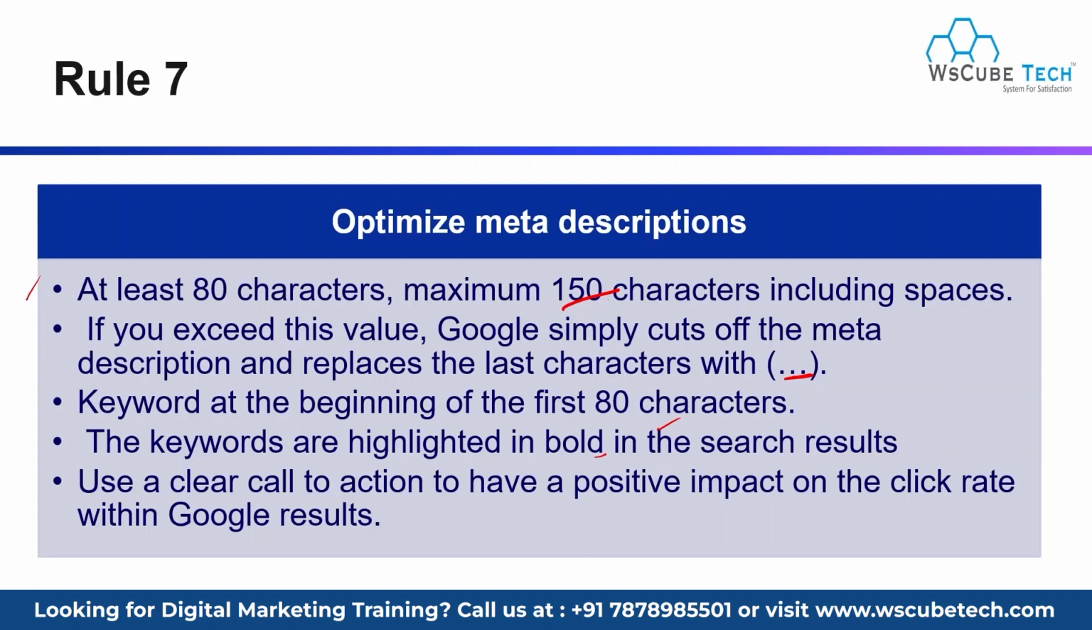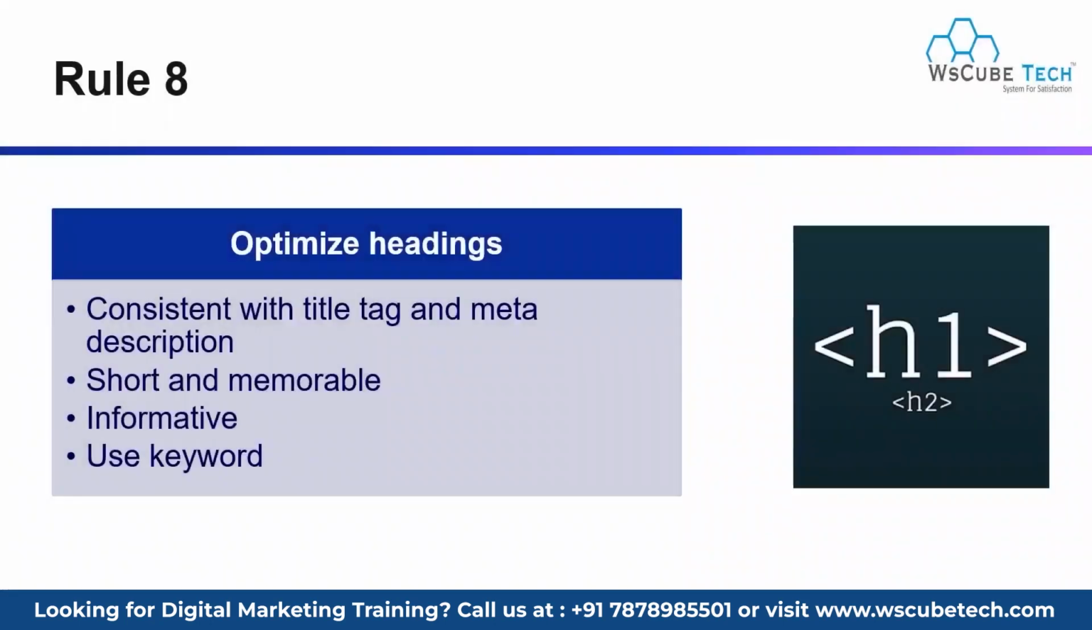Use a clear call to action to have a positive impact on the click rate within the Google result. Clear call to actions. Let's suppose in case of meta description, you can also mention something like learn with us. This is also one of the call to action buttons. So you have to use these clear calls to action to have a positive impact.